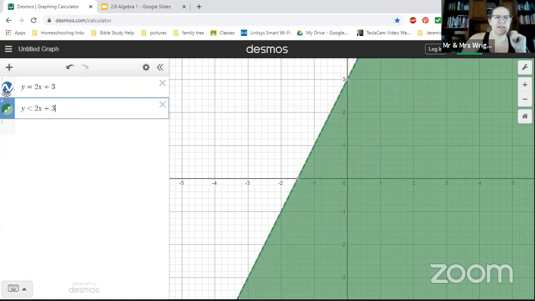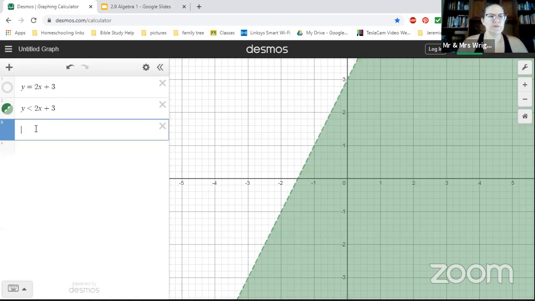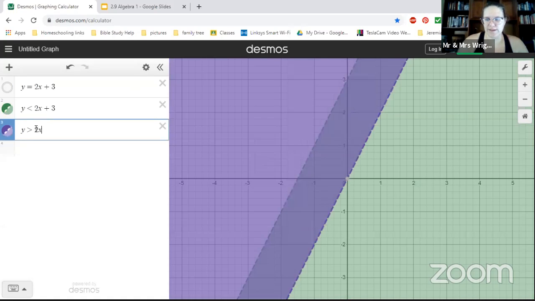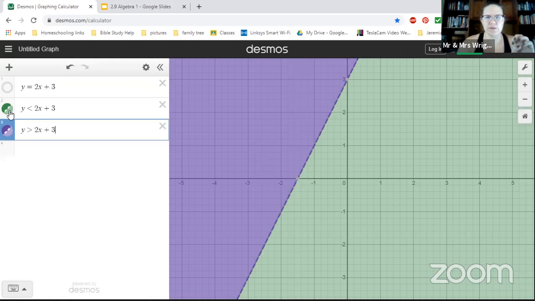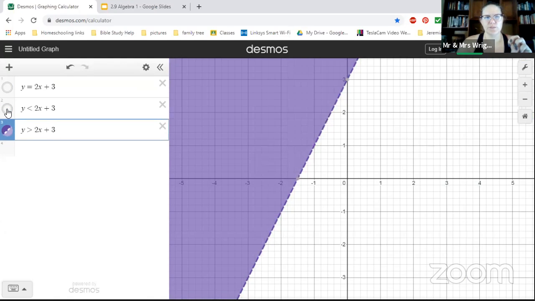And you can see that it graphed that one in green, and it shows us that it's a dashed line. This here is telling us it's a solid line, okay? We can turn off the blue one so we can see the green one a little bit better. There you go. Okay. Well, what if it was the other way? Y is greater than 2x plus 3. Okay, that one's in purple. Let's turn off the green one. There you go. That's purple.